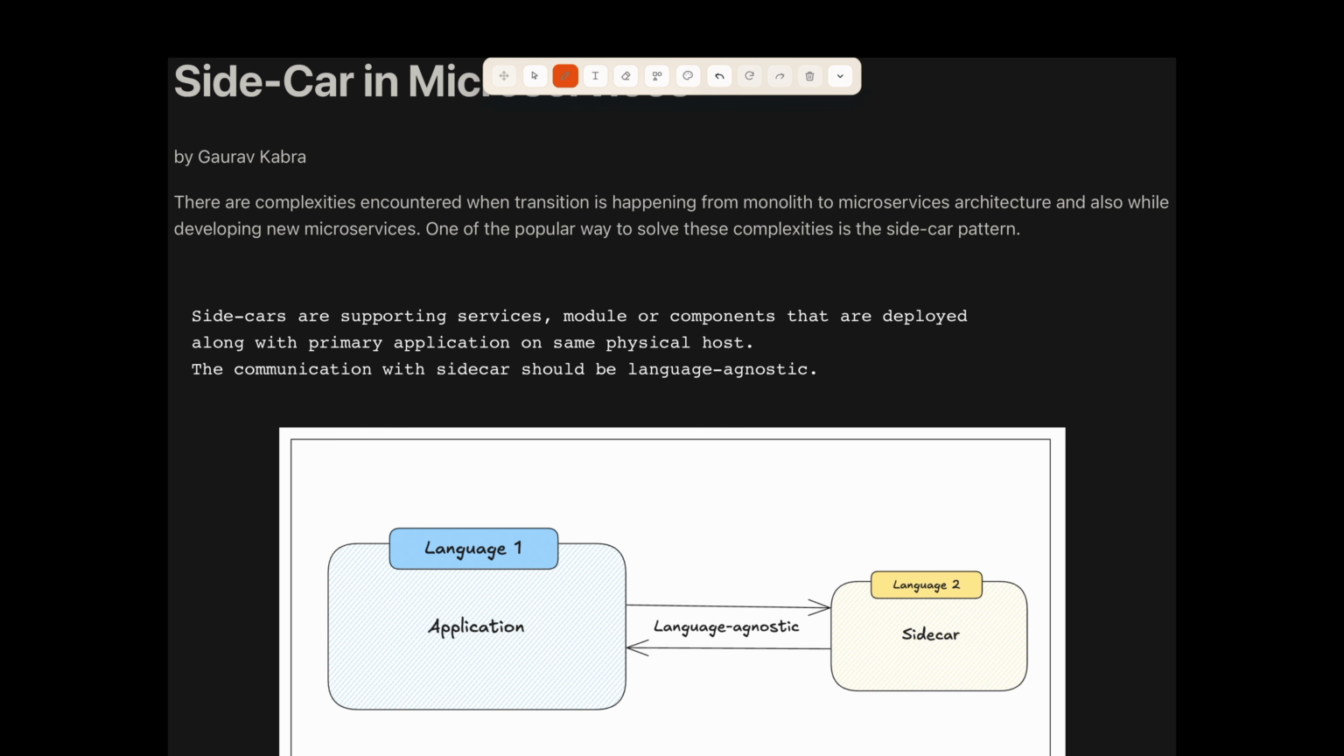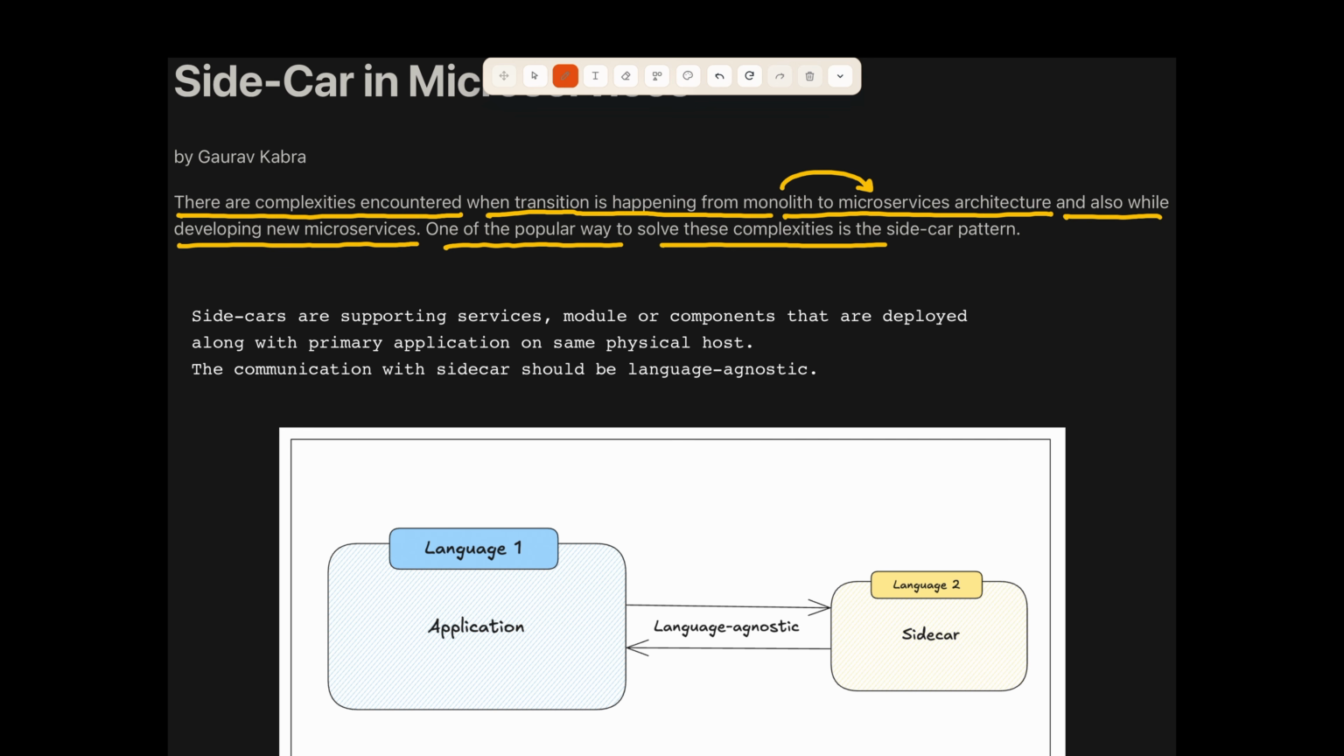There are complexities encountered when transition is happening from monolith to microservices architecture and also while developing new microservices. So there are two types of complexities we encounter generally in production. One is while migration from monolith to microservices architecture or while the development of new microservices. And one of the popular ways to solve these complexities is the sidecar pattern. In this video, we will discuss what a sidecar is with its examples.